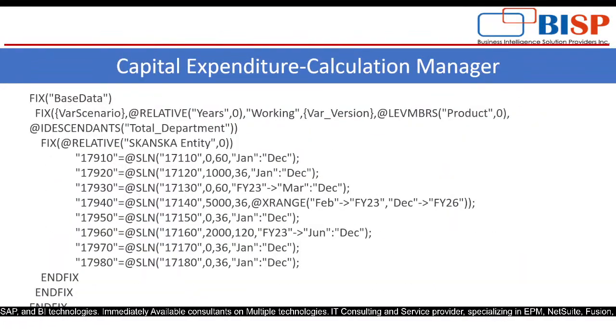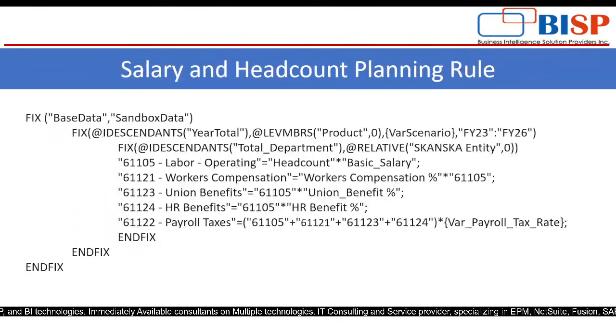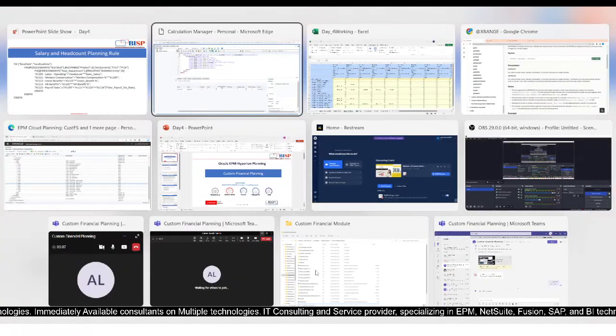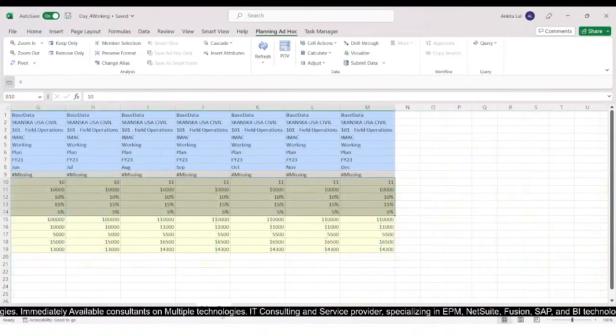So this was the sample rule that we have written. Now we will move forward to our third topic, that is the salary and headcount planning rule. We will see how we write that. Before that, I will take you to the requirement sheet.